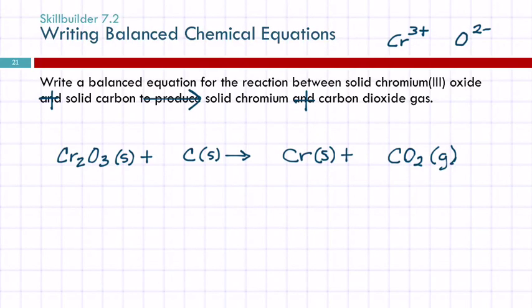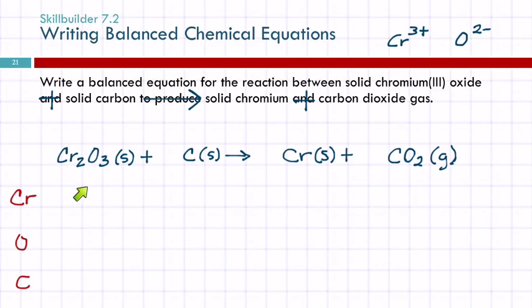So one way you can do this is by taking inventory down below. What I'm going to do, and if you like this technique, go ahead and use it. If you don't, then don't use it. I'm going to look and see what the different elements present are. I've got chromium and oxygen and carbon. I'm just going to write those down here: chromium, oxygen, and carbon. I like to write them in the order that I find them.